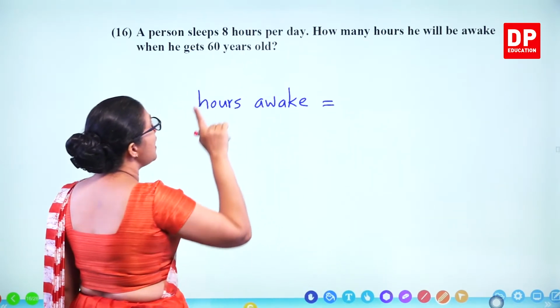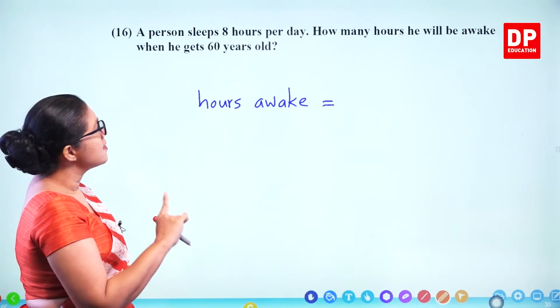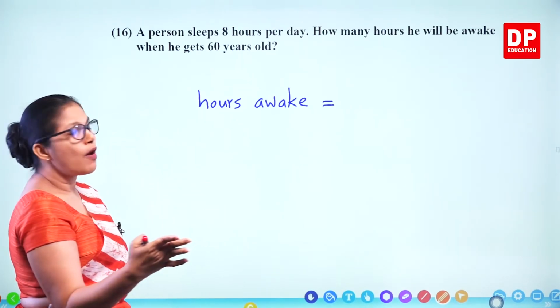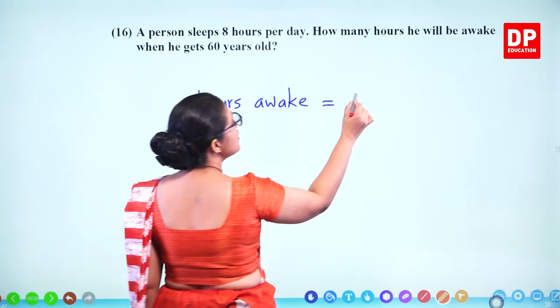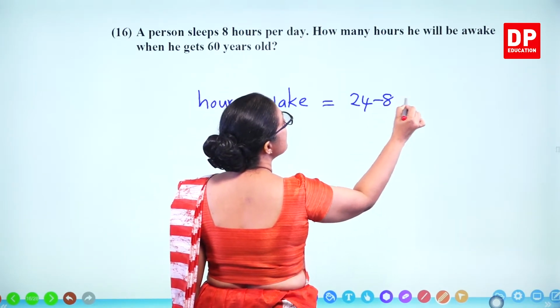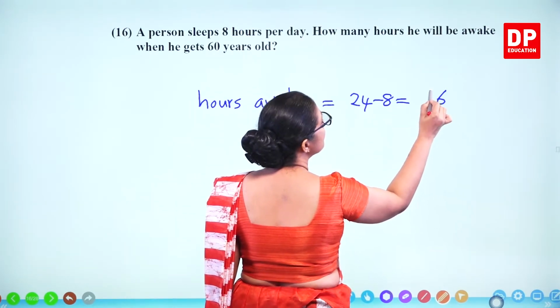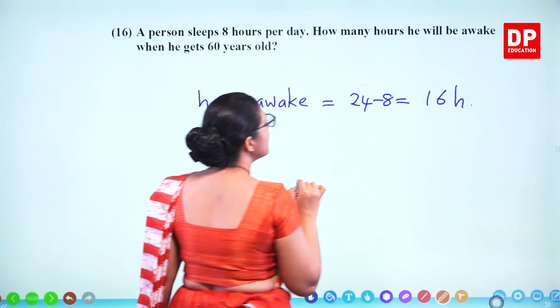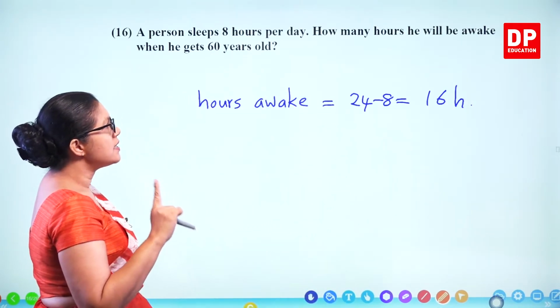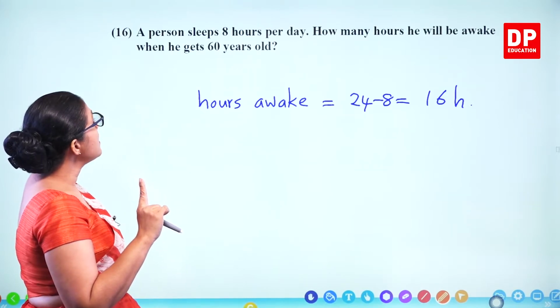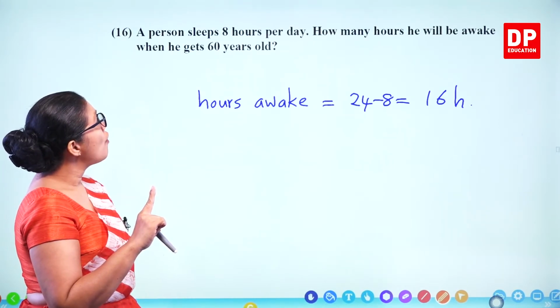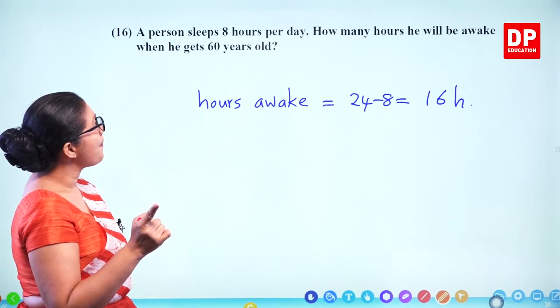Per day, 8 hours sleeping. So, 24 hours per day. 24 minus 8, that's 16 hours awake per day. So, this is per day. What about for 60 years?